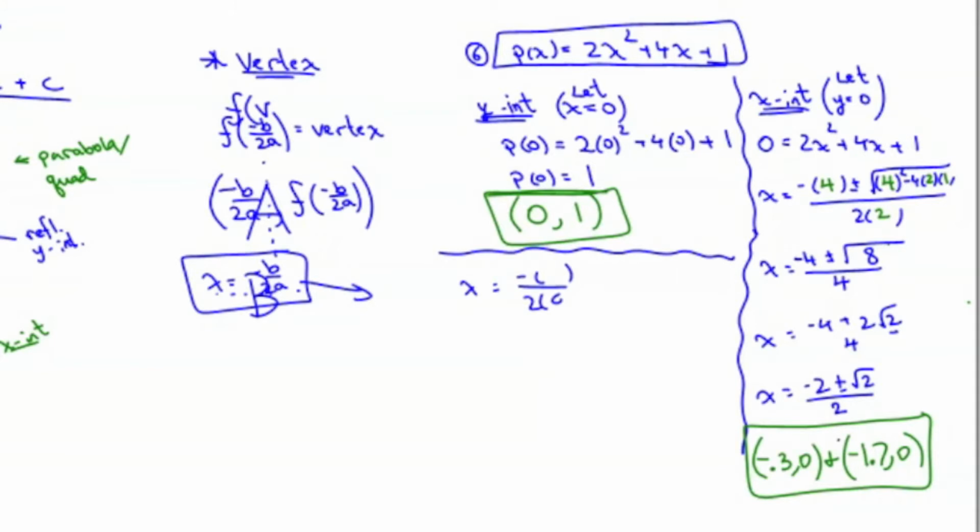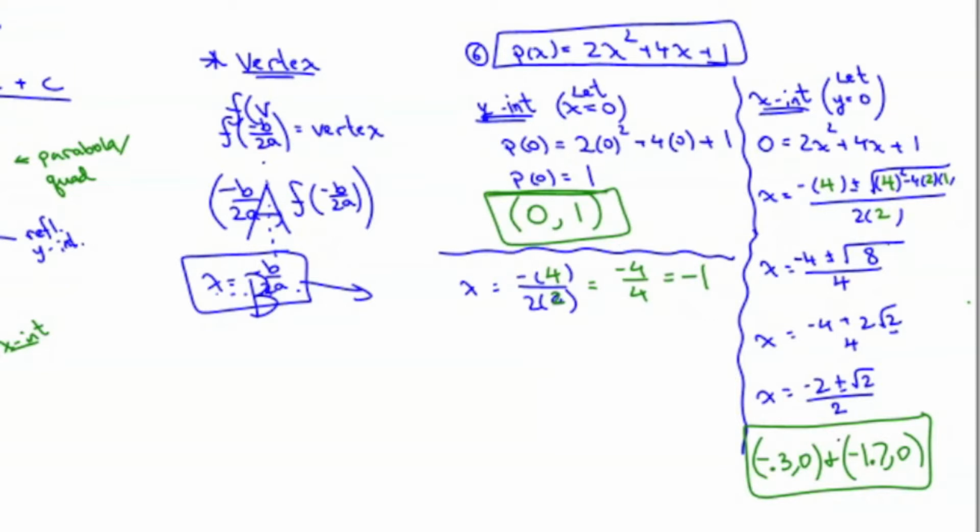Ooh, I don't want an a there. It is going to become, well, b was 4, a was 2, negative 4 over 4, better known as negative 1. So the axis of symmetry has an equation of x equals negative 1. It's that vertical line that goes through x equals negative 1, and the vertex is going to lie on this axis of symmetry.